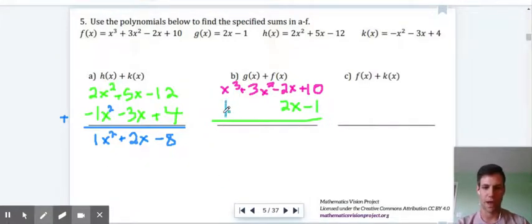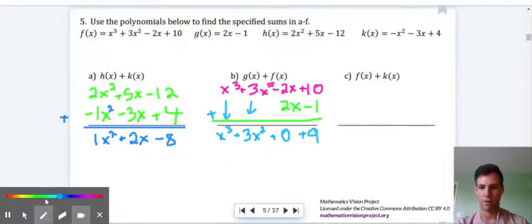and we can write out our answer as, well, we can just bring down these first two. There's nothing happening to those, and they don't have any like terms in the second function. So I know I'm going to have x cubed plus 3x squared, but now we have negative 2 plus 2x, which is equal to just 0. And we have 10 plus negative 1 is equal to 9.